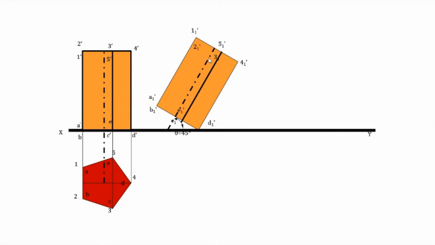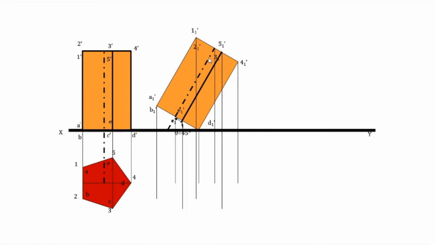And give the names 1 1 dash, 2 1 dash, 3 1 dash, 4 1 dash, 5 1 dash on the top, and A1 dash, B1 dash, C1 dash, D1 dash, and E1 dash on the bottom. Now from the front view you draw projectors, and from the top view you draw loci. The projectors and the corresponding loci of the same point meet, and that particular point can be marked in the second top view.